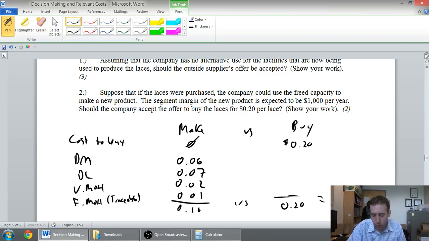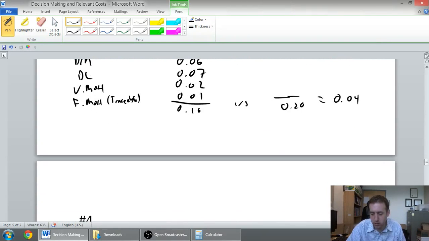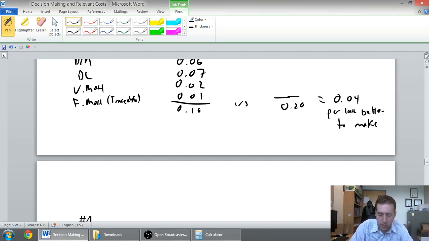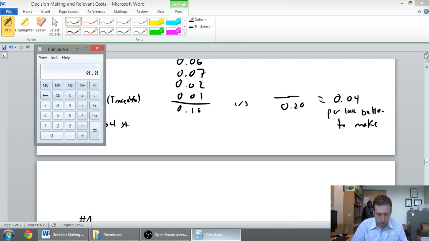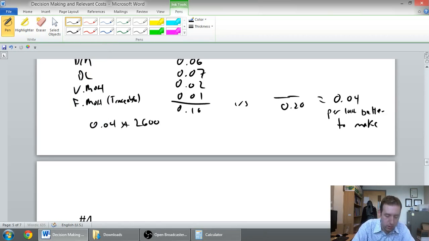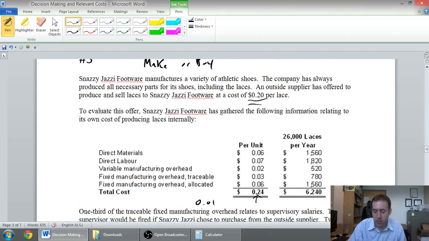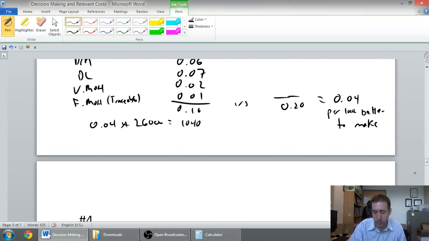Obviously, I am 4 cents per lace better to make. Now, 4 cents per lace, but let's figure out the overall advantage. 4 cents per lace times 26,000 laces. So we're $1,040 better off to make versus buy. Again, we're going to make 26,000 laces. We're 4 cents per lace better off. So that means we're $1,040 better off to make versus buy.